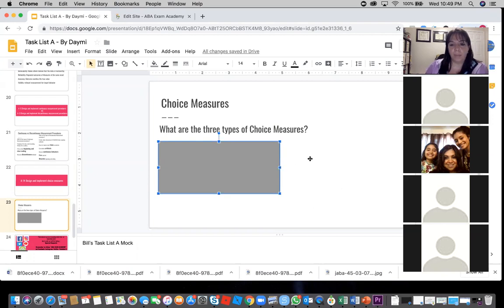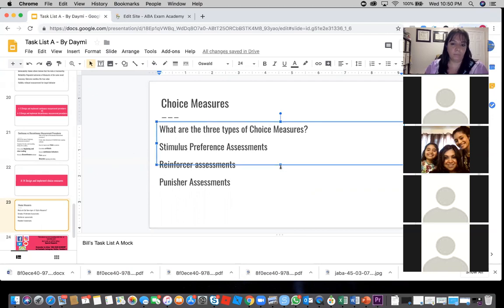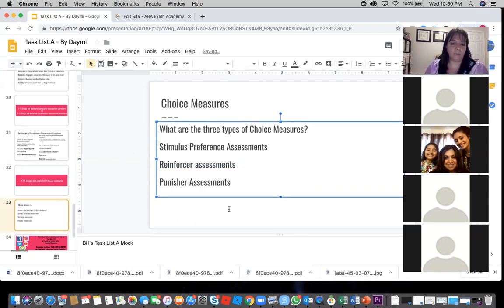Okay, so I'm going to tell you guys what I found, but if you guys want to break it down, we can do that. I think we have at least 10 minutes. All right, so the 3 types of choice measures are stimulus preference assessments, reinforcer assessments, and punisher assessments. Okay? So those are the types of measures. Does anybody want to go over these, what they are?